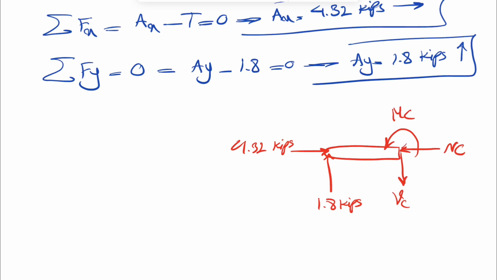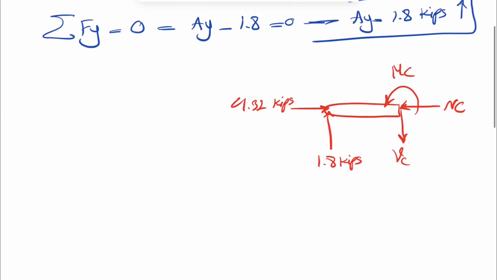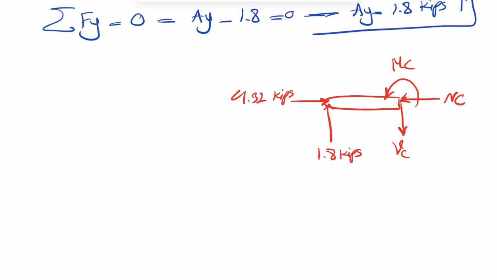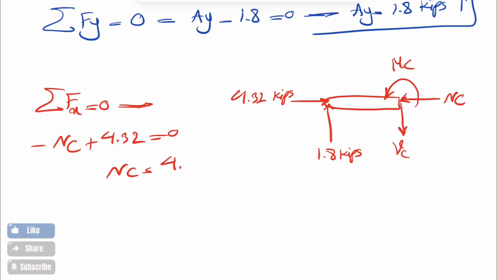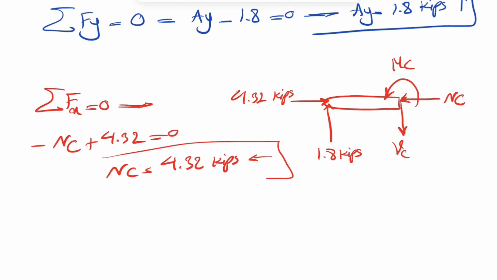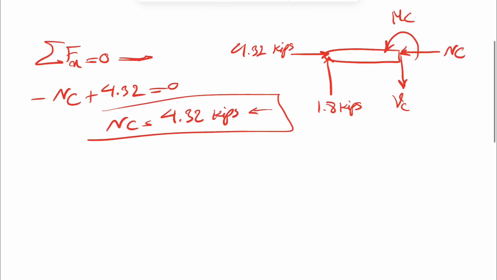Regarding the directions, you can just pick whatever you want. If you get a negative sign, it shows that our assumption was not correct. Since we are in equilibrium again, we're going to use our sum of all forces in x equals 0. So the normal force, we assume that it's to the left, so negative NC plus 4.32 equals 0. Normal force would be also 4.32 kips, no negative sign, that shows direction was correct.